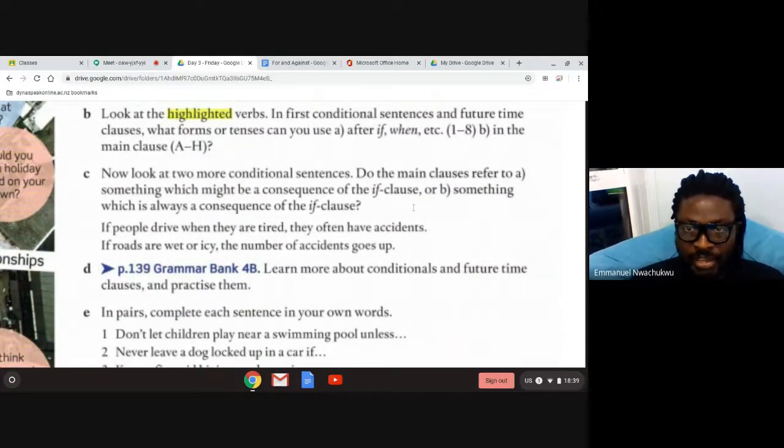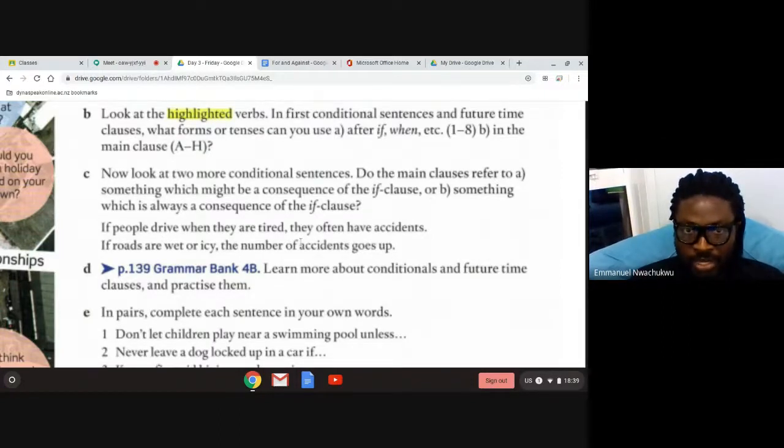This is one that you can focus on. It gives you a very specific one to focus on. If people drive when they are tired, they often have accidents. If roads are wet or icy, the number of accidents goes up. So look at those two sentences there.